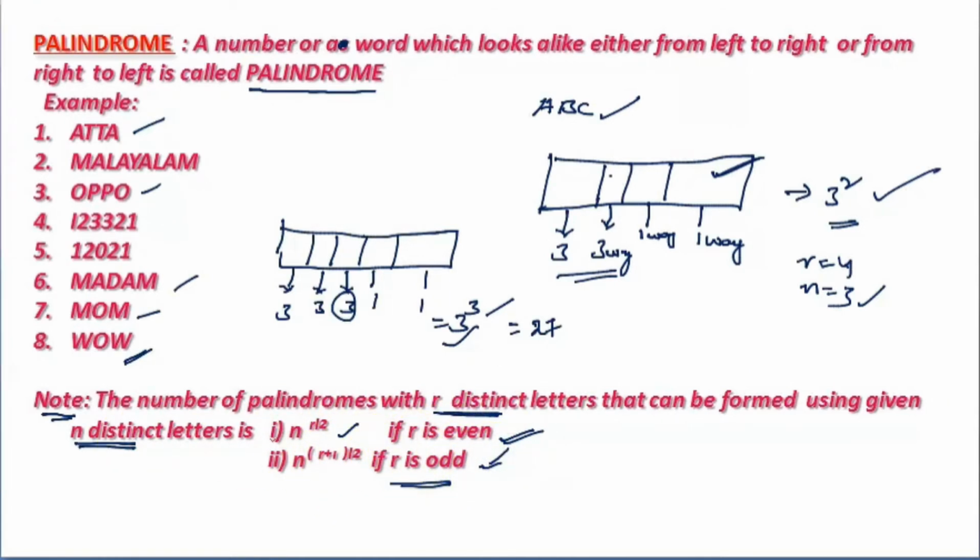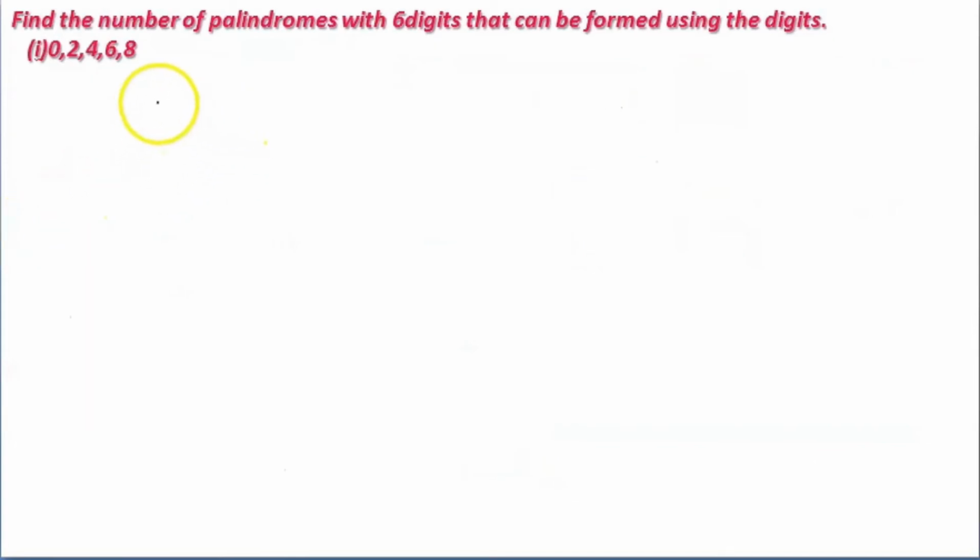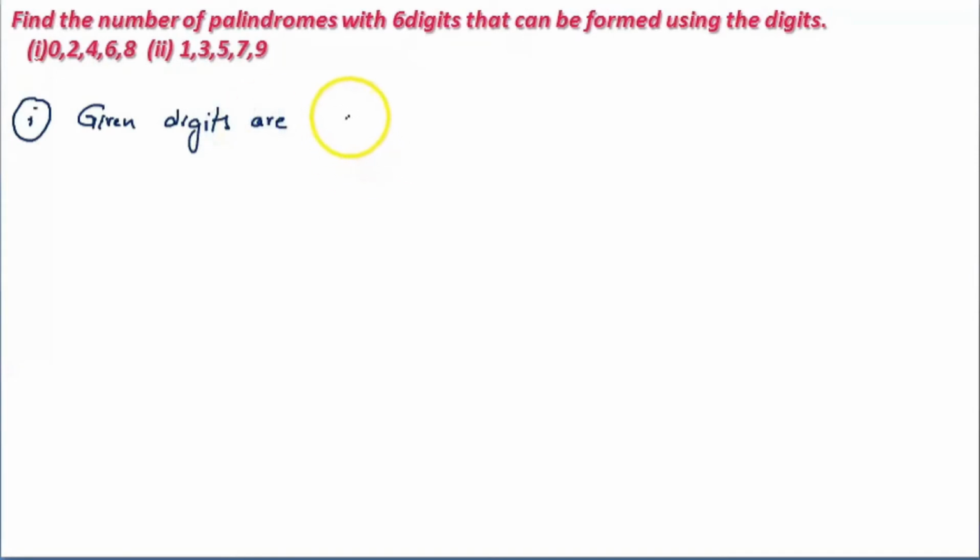Right? Looking at the problem: the number of palindromes with 6 digits that can be formed using the digits 0, 2, 4, 6, 8. The second one is 1, 3, 5, 7, 9. Questions are given. First one, I go for the first one. I have to create a 6-digit palindrome. So what's given? The given digits are 0, 2, 4, 6, 8. So what I have to create is a 6-digit palindrome.